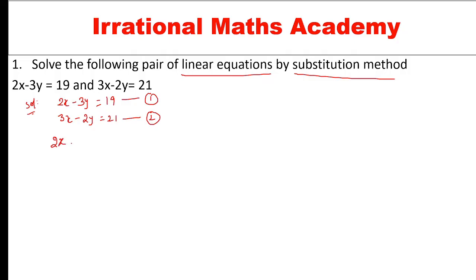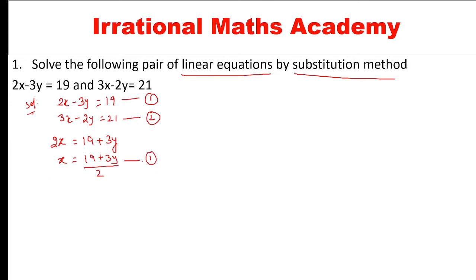So 2x minus 3y equal to 19. So 2x equal to 19 minus 3y. If I take it to the other side, what happens? Plus 3y. And x, what will you get? x equal to (19 plus 3y) by 2. Is this clear? This is our first equation only. The only thing I did is I wrote it in terms of x.